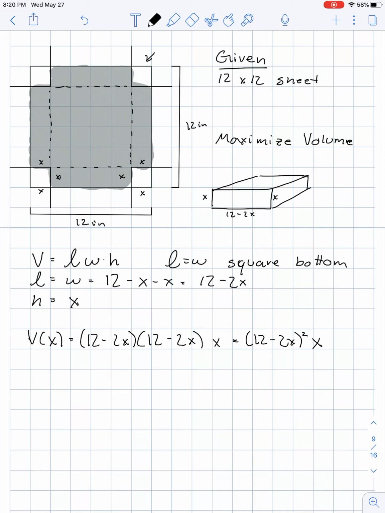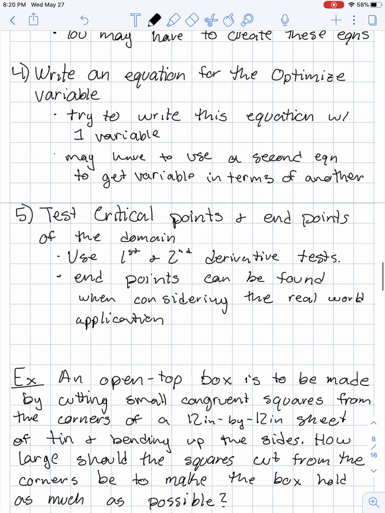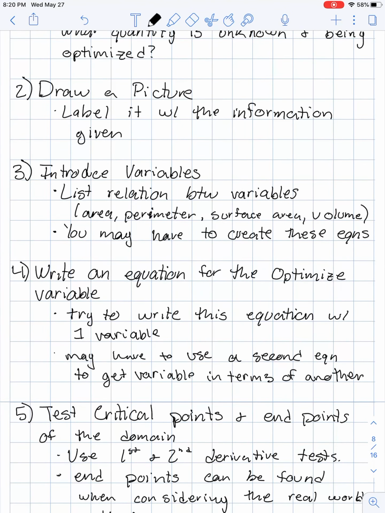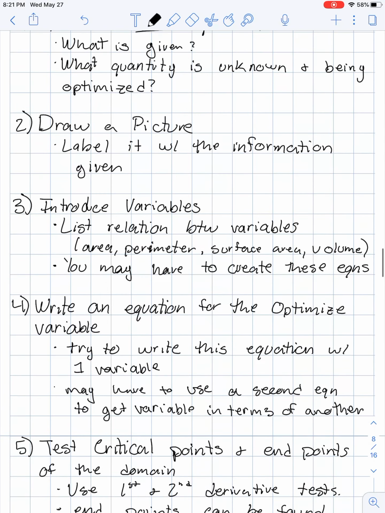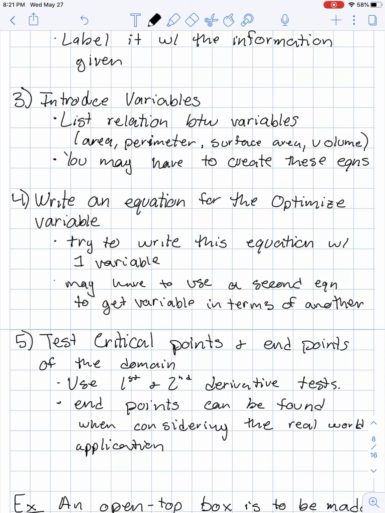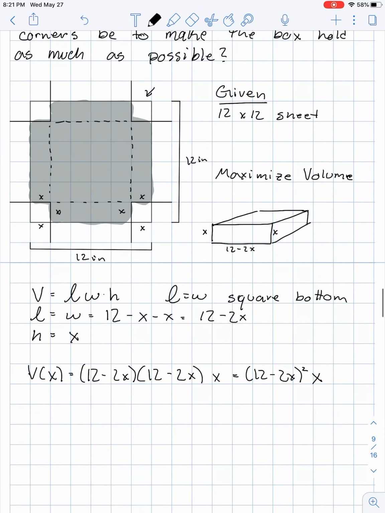And if you wanted to FOIL that, absolutely. I don't feel like doing that. So cool. Now we have my equation to optimize. I introduced some variables, length, width, and height. I found some relationships between them from the question. And now I have these equations that I picked, right? Length equals width. I know that I can only choose 12 minus 2X and get those equations like that. So we get this volume equation.